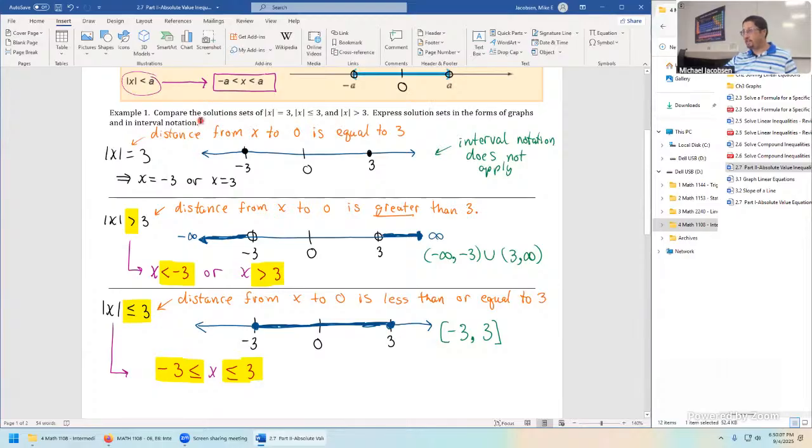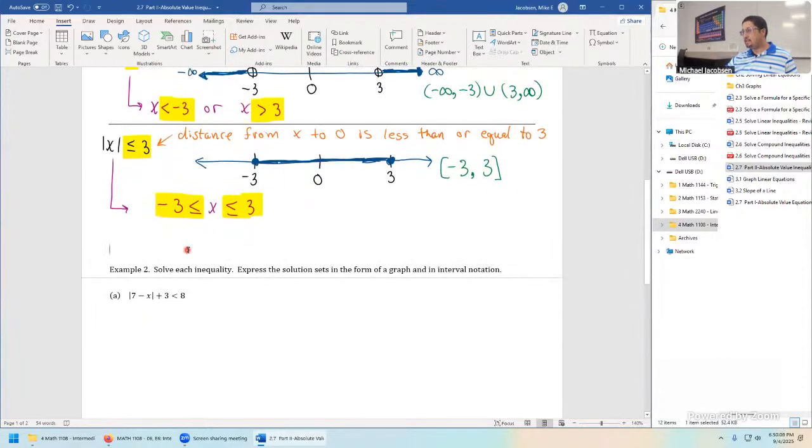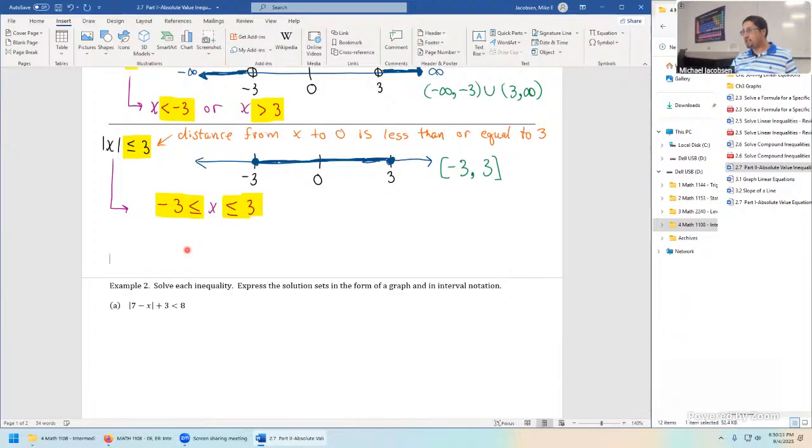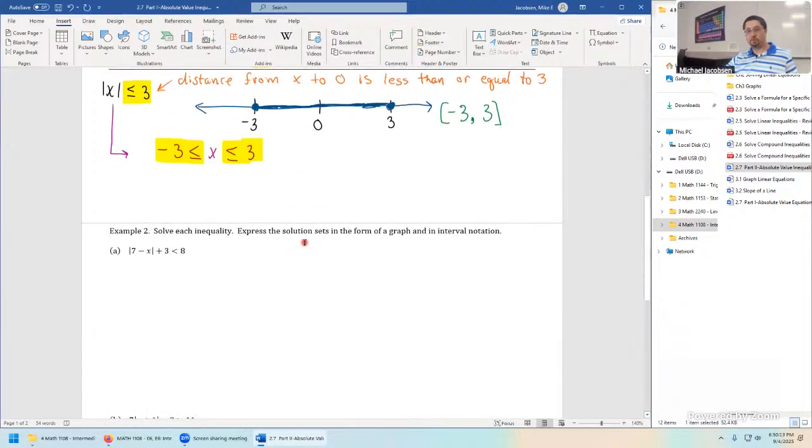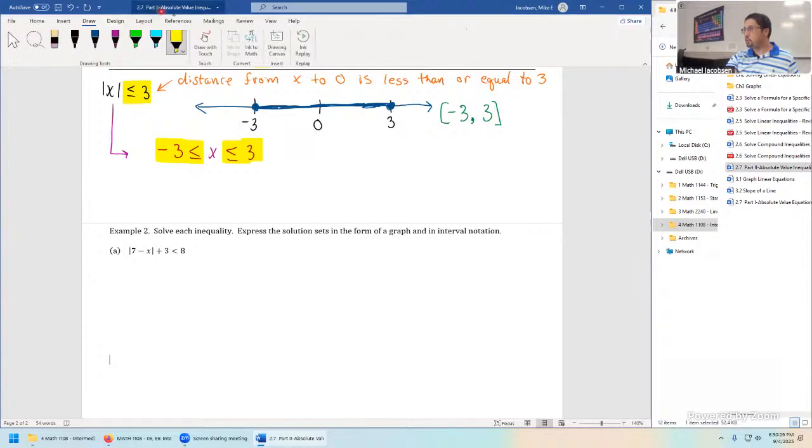Okay, let's give them a try. So first one is a less than. That's kind of nice. We can just scroll to about right here and look at the formula right above. These instructions probably feel similar to section 2.6 and 2.5. It says solve the inequality, express the solution sets in the form of a graph. We were using blue for our graph, so we'll just keep on doing that. And in interval notation.